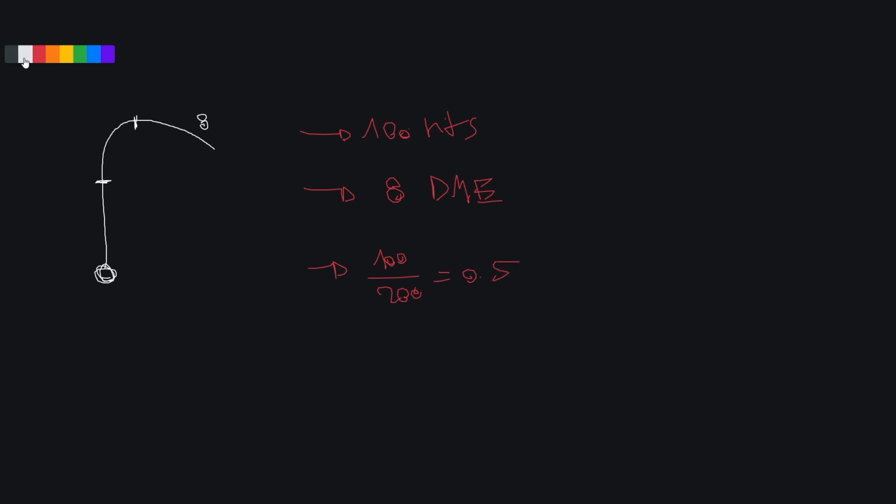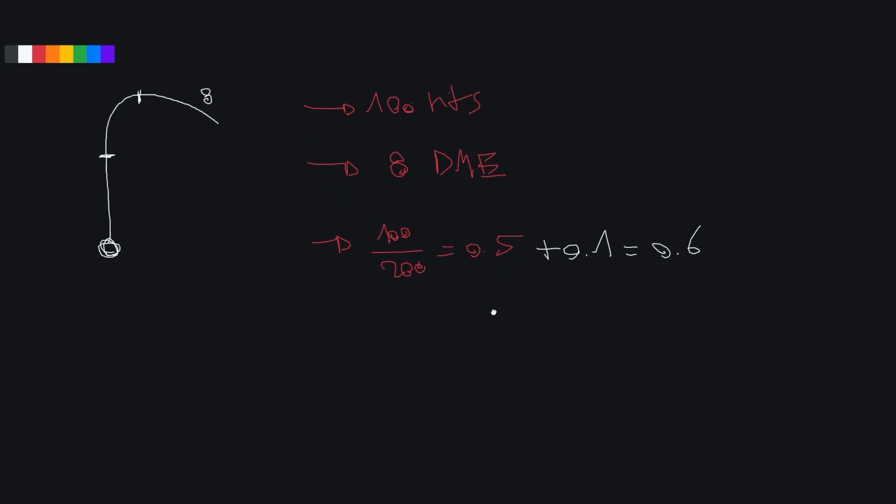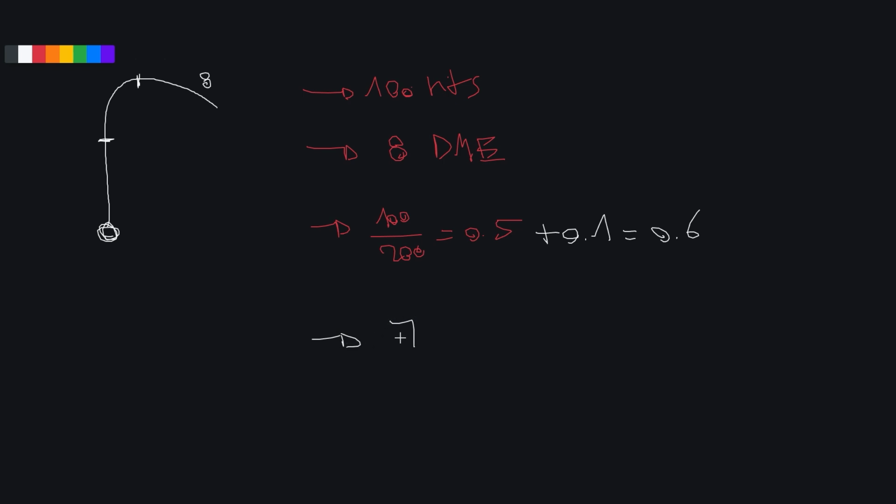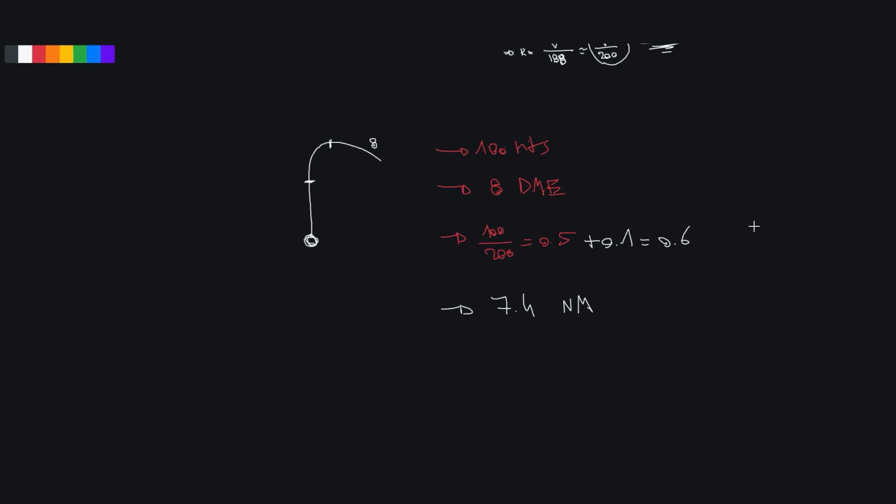All right. And we are flying between 80 and 140 knots. So we need to add 0.1, which is equal to 0.6. So we need to turn 0.6 miles before reaching 8 DME, and that would give us 7.4 nautical miles. So when we are at 7.4 DME, we start turning, and by turning 90 degrees, when we reach the 90 degrees, we will be at 8 nautical miles, and we will be on the DME arc. All right. Let's try another one.